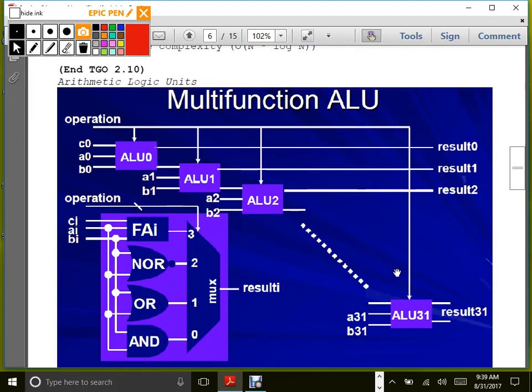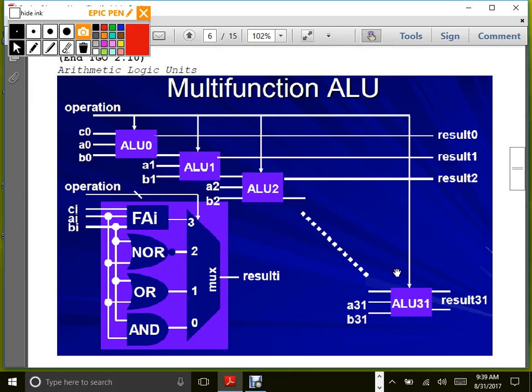So today what we're going to start talking about is the idea of a fully multifunctional ALU, and then we're going to go into how you actually perform floating point addition, and then we're going to go into multiplication, and we're going to go into two types of division algorithms.